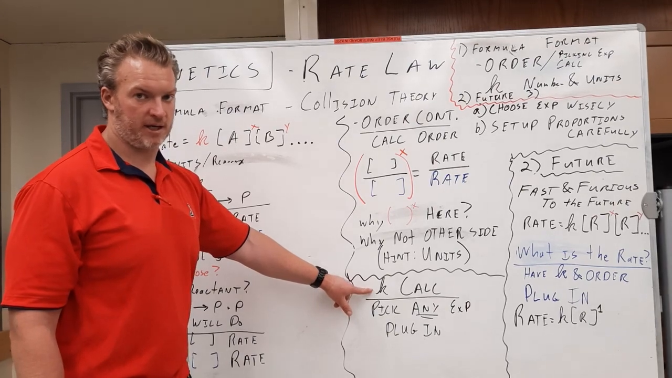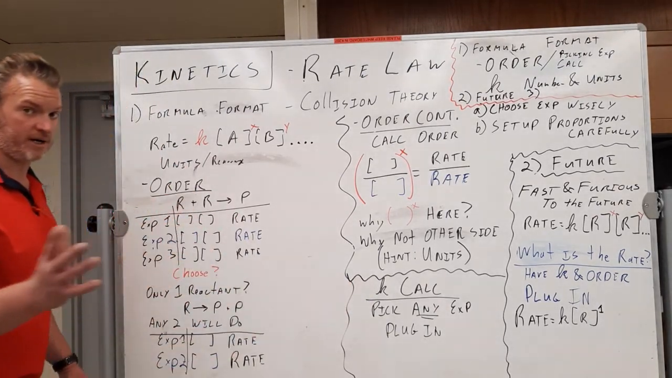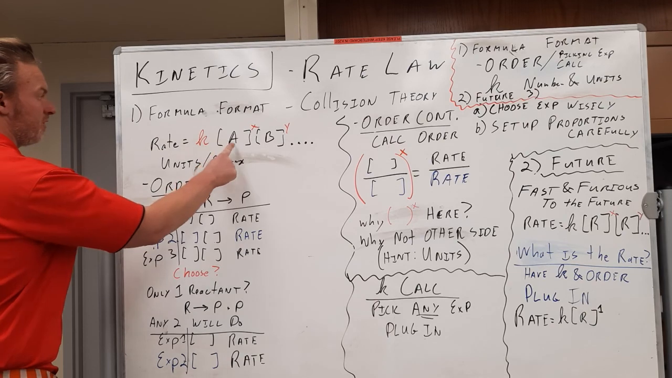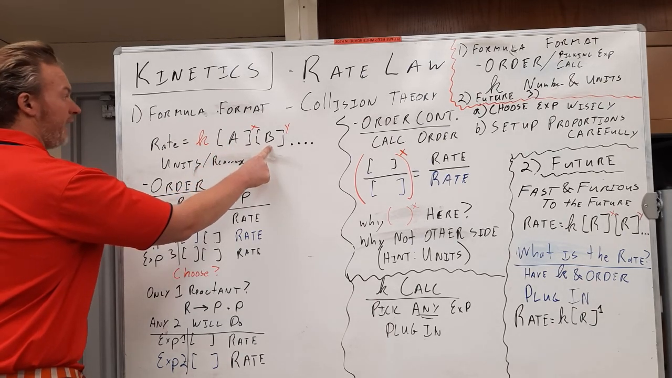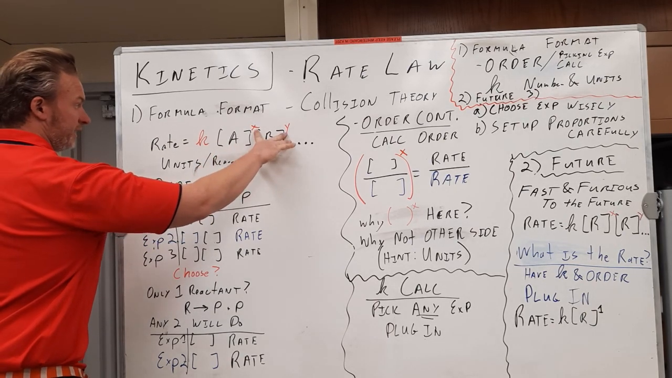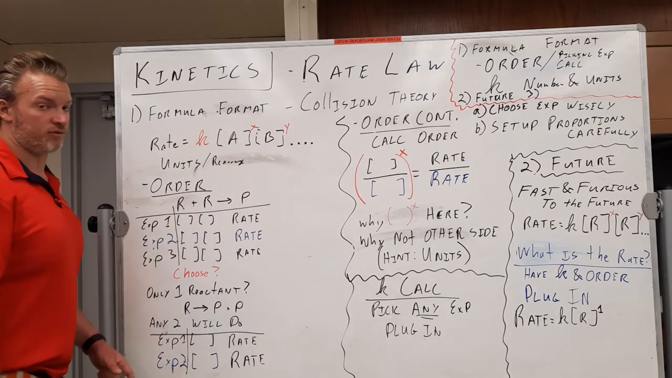When you have the order of the reactants calculated, you can choose any experiment and calculate the lowercase k, the rate constant. Because from any experiment, you will have this number, and this number, and you will have that already calculated. So rearrange, solve for lowercase k.